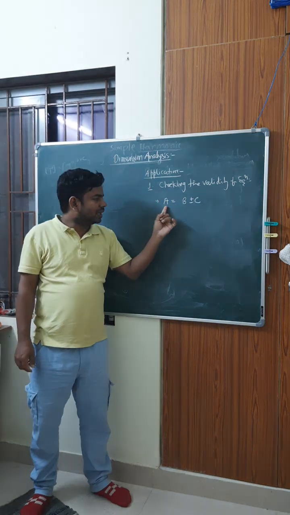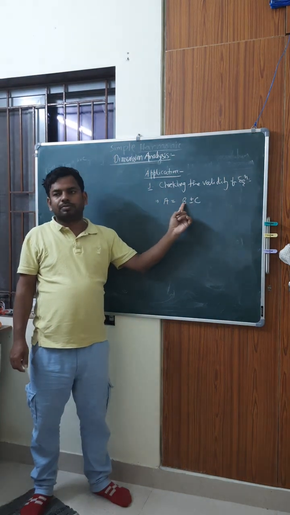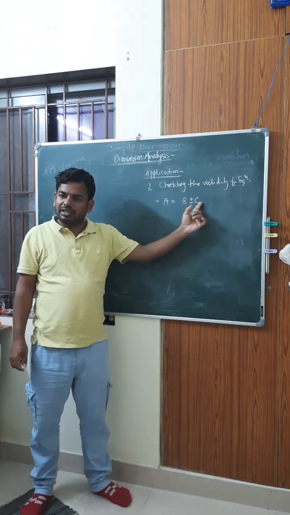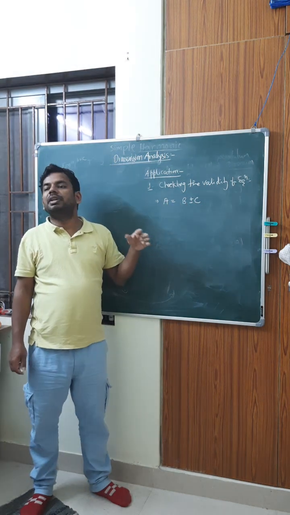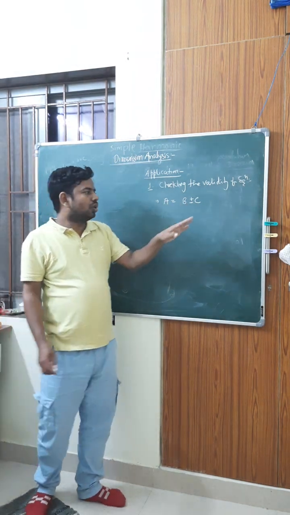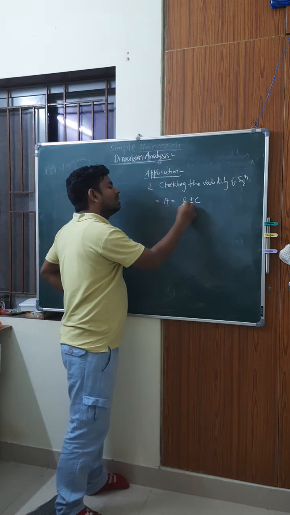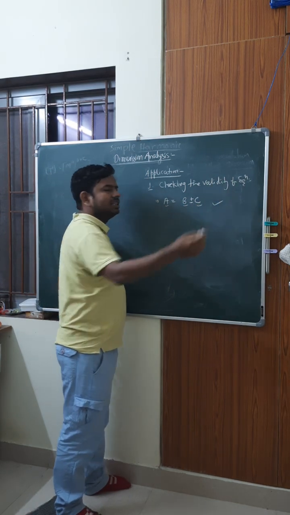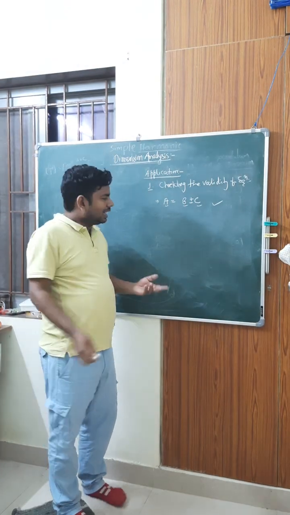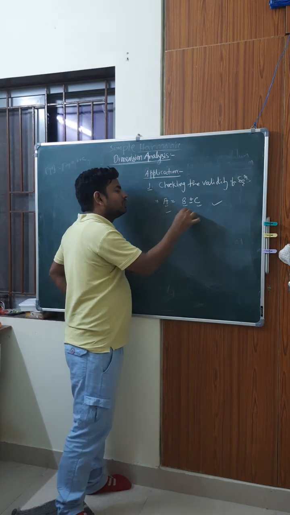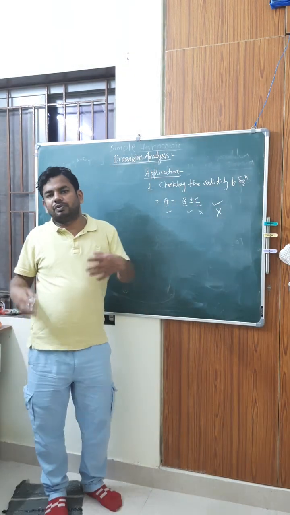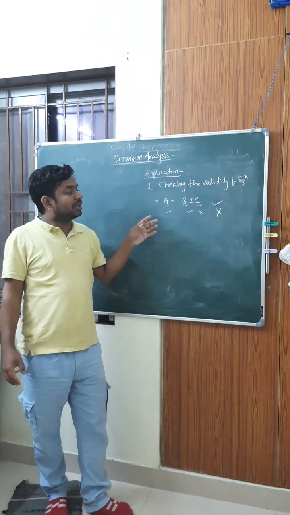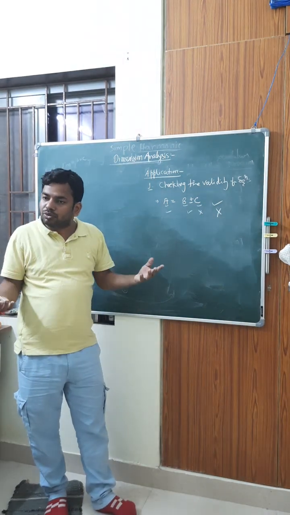It means the dimension of A should be equal to the dimension of B should be equal to the dimension of C. If any of them are not equal, this equation will be wrong. If all three dimensions are matching, then okay, this equation is right. If any one of them is not matching, the equation will be wrong. But if it is right, we cannot say it is totally right.